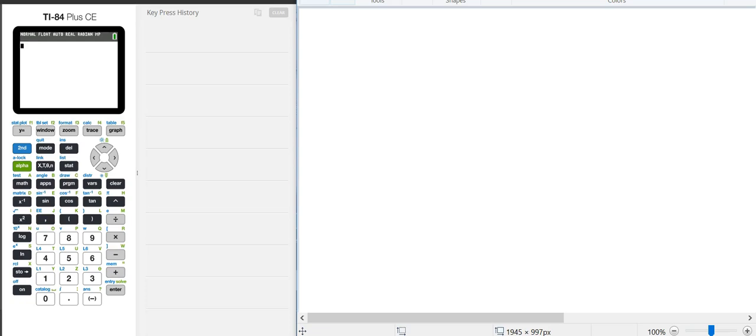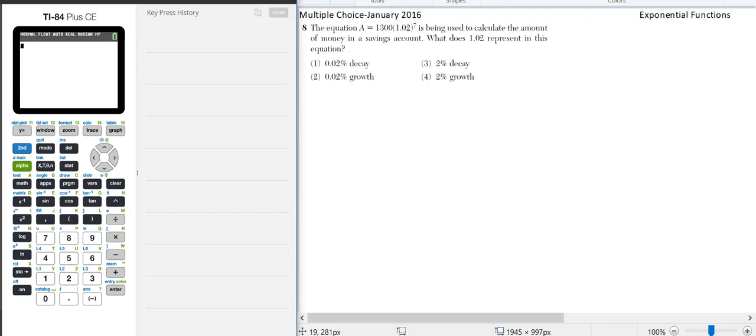In this video, we're going to discuss how you can determine the rate of change of an exponential function, either the rate of growth or the rate of decay. We're going to use two different Regents questions to do this. Let's start with the rate of growth. This is question number 8 from the January 2016 Algebra 1 Regents.